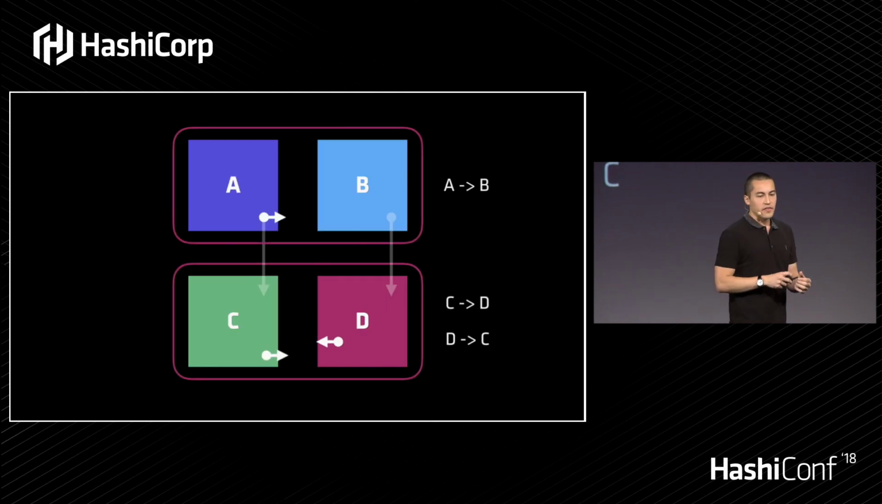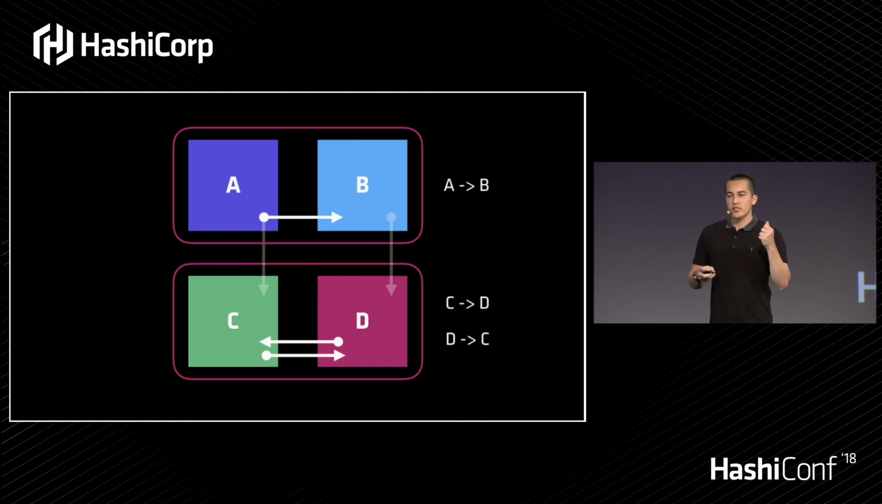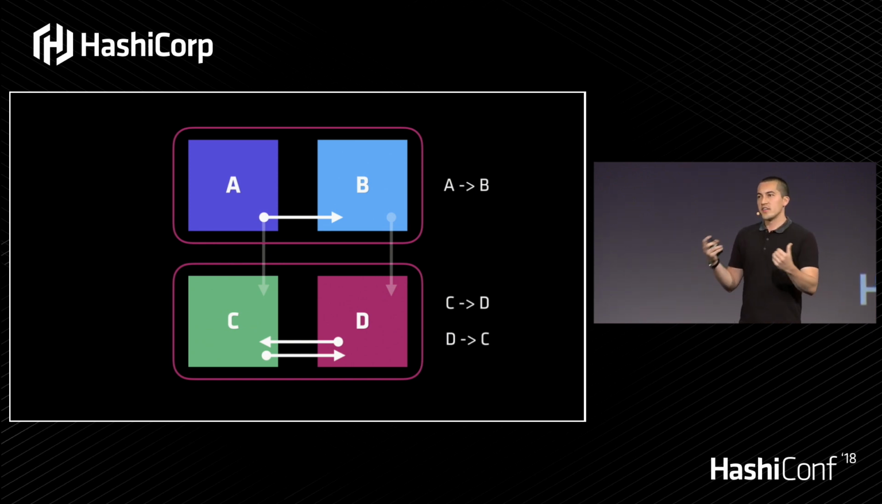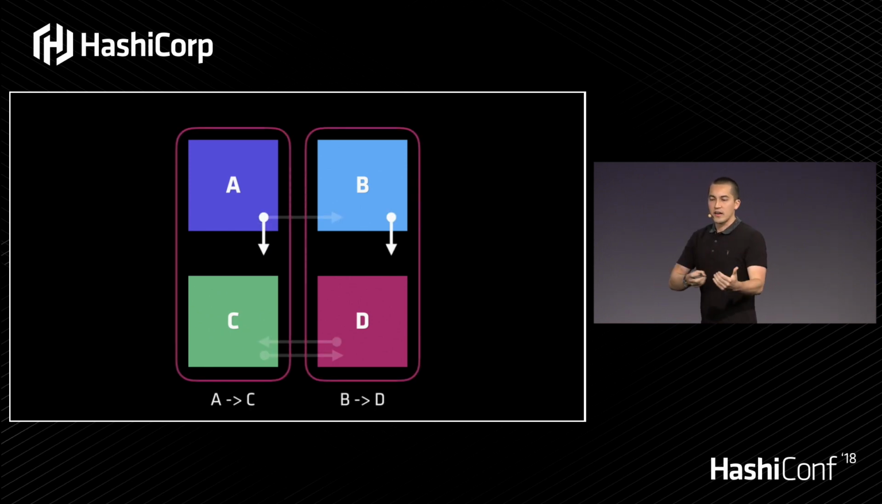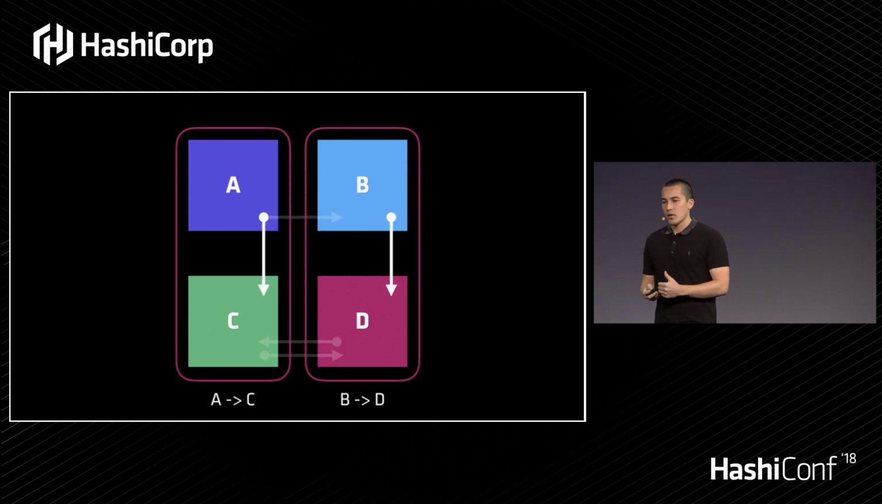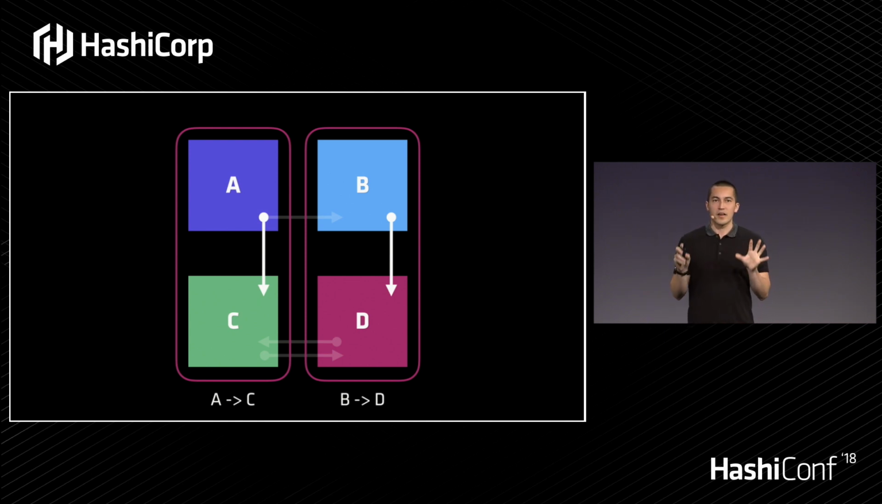And so ideally what we'd like to do is create these pairwise rules that service A could talk to B, service C and D could talk bidirectionally, and then create the other set of pairwise rules around A could talk to C and B could talk to D. We want to be able to make these our segmentation rules for security.